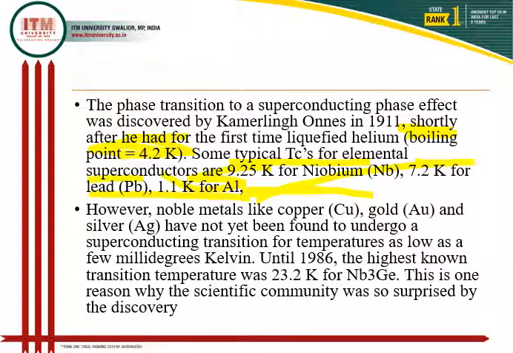Since then, what have we got until 1986? The highest known temperature ever is 23.24 K for Nb3Ge. This is the highest up to 1986. But after 1986, this field got a boom, and many scientists and researchers started working on this to increase the temperature to room temperature.